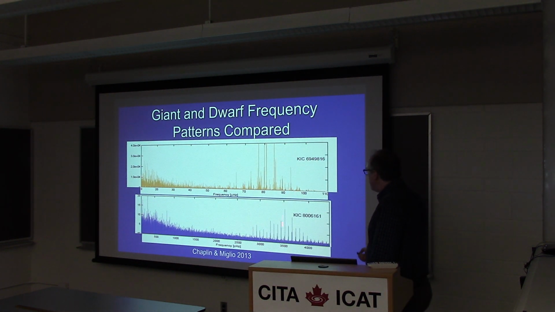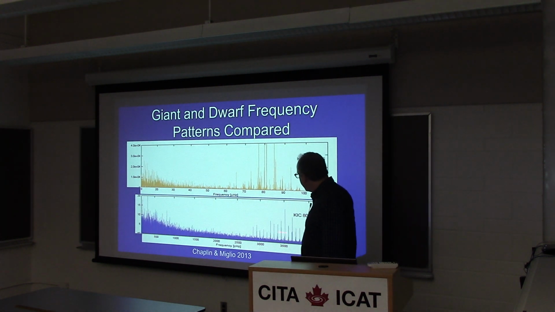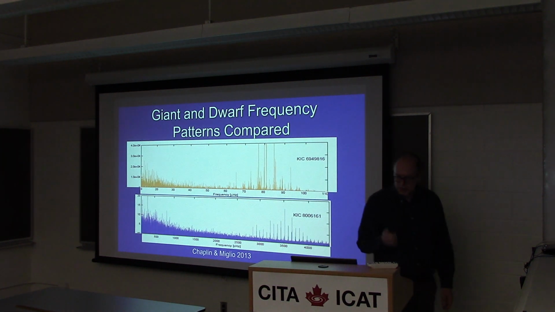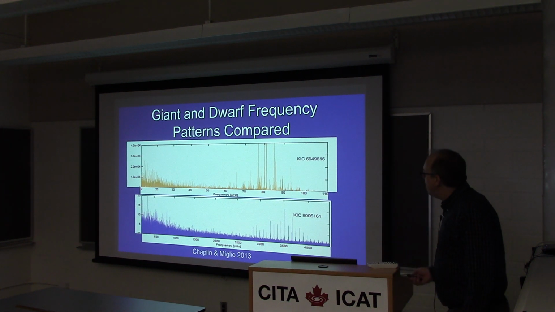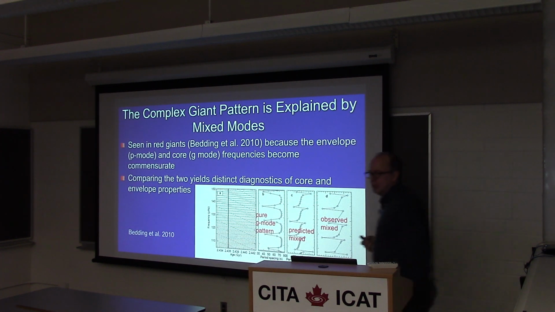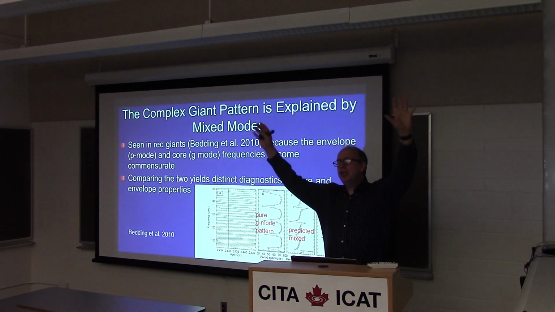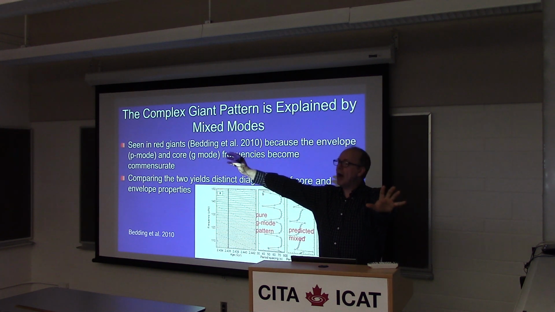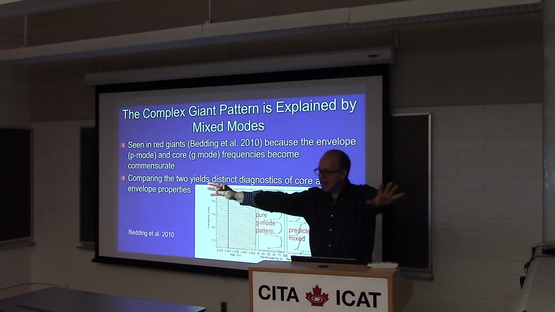So this is a pure P-mode signal. This is a pure sound wave signal where you predict these almost evenly spaced modes. We believe that this messy pattern here is actually due to the presence of mixed modes. In the sun, the G modes, the water waves, have periods of a few hours. The P modes have periods of a few minutes.